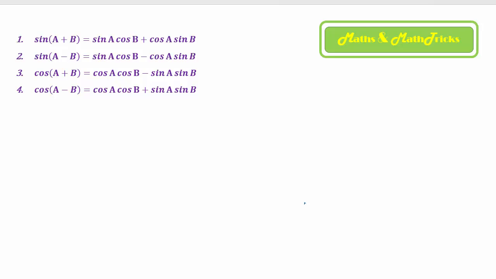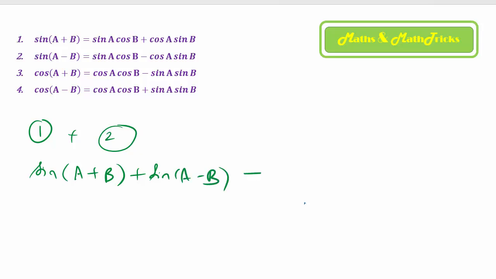So what I would like to say here is that, you know, sine of a plus b is equal to sine a cos b plus cos a sine b. And sine of a minus b is sine a cos b minus cos a sine b. So if I ask you to add equations 1 and 2, what would you get? You would say sine of a plus b plus sine of a minus b is equal to, see, the cos a sine b term will get cancelled in the process of addition of both of them. You will get the first term 2 times.